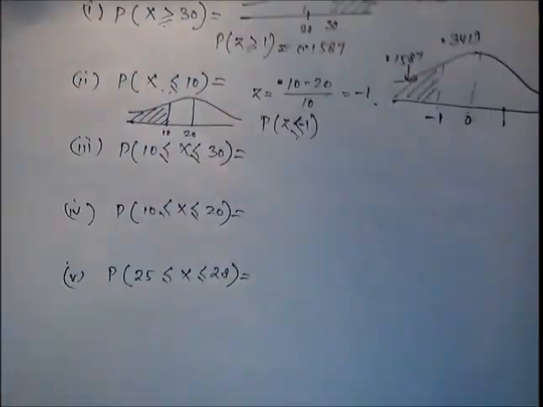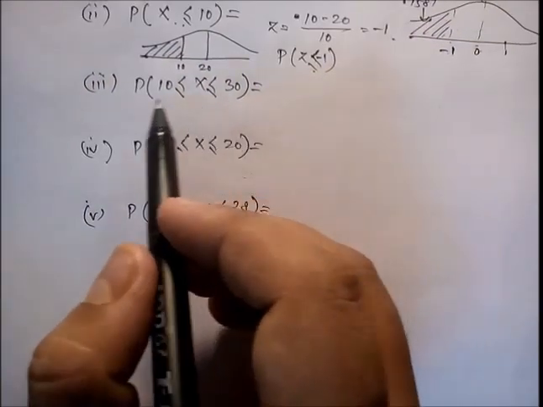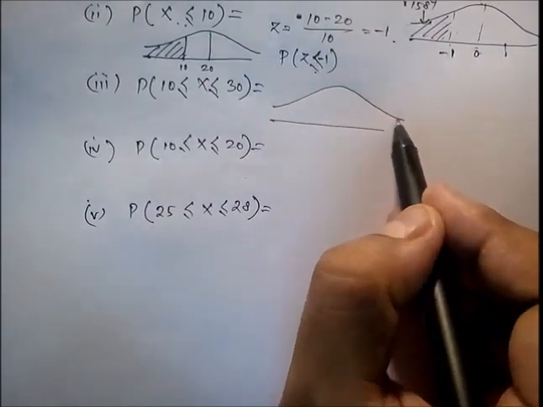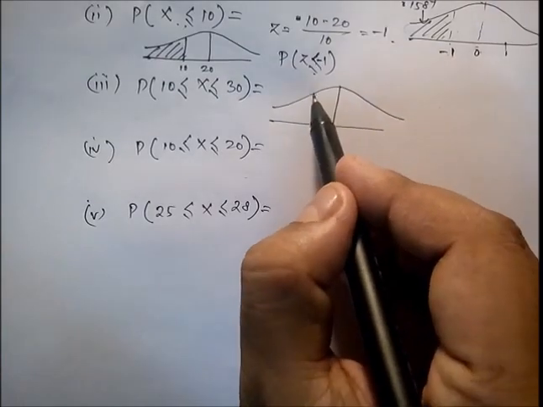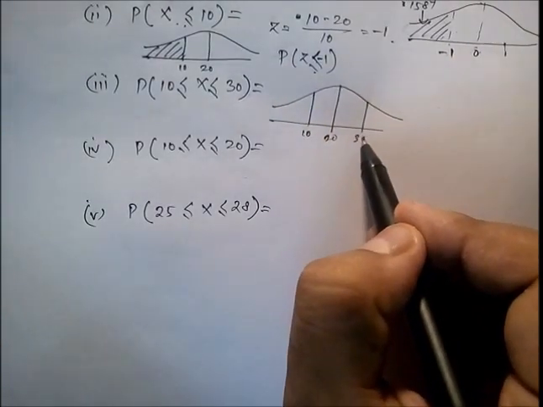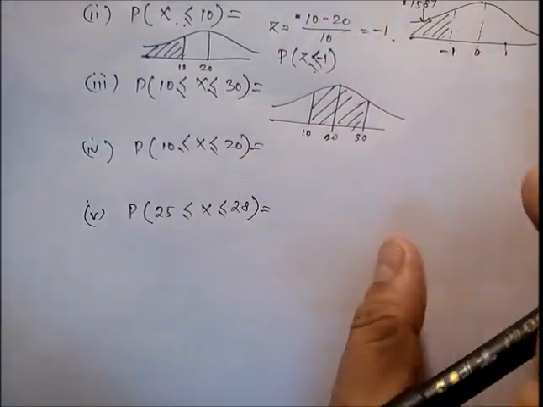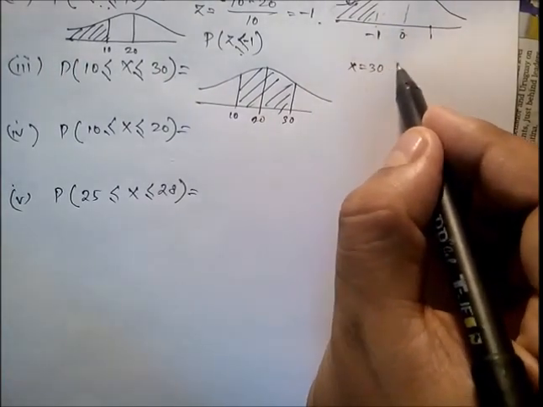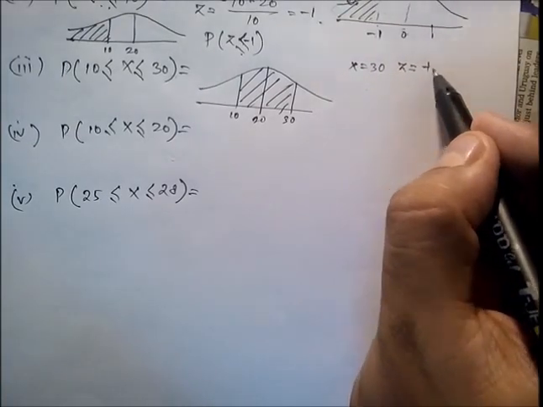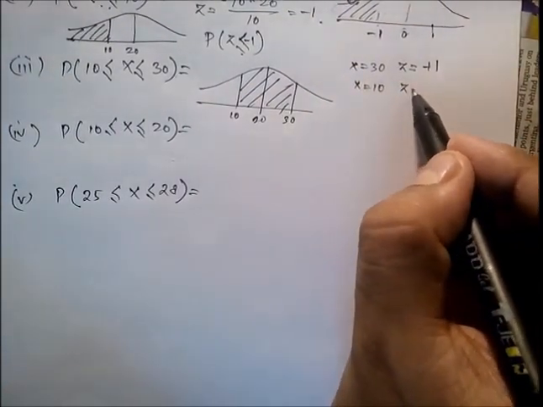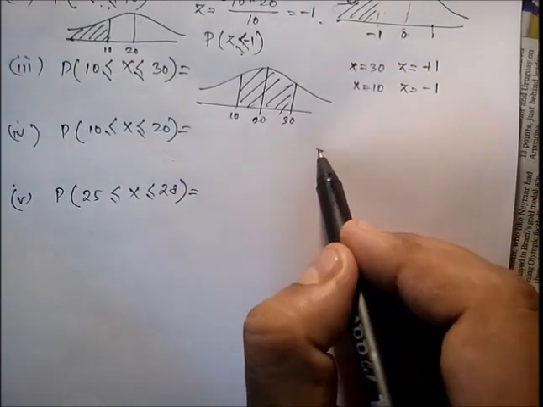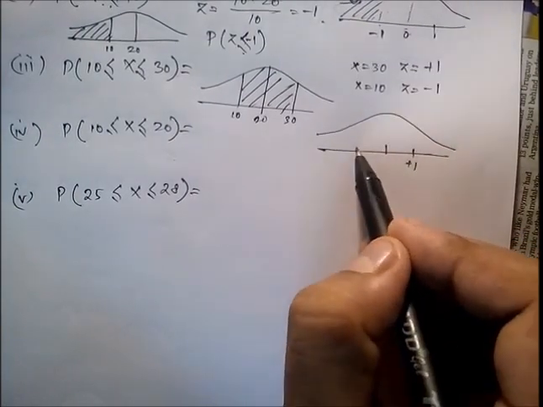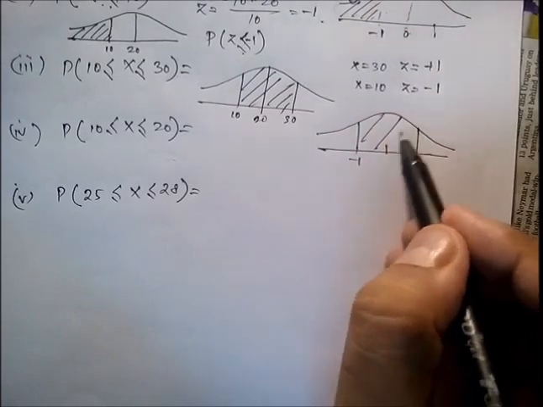Okay, now let's solve another problem. Probability in between 10 to 30. The mean is 20, 10 is this one, 30 is this one, so we have to identify this particular area. In terms of z, if x is equal to 30, z is +1. If x is equal to 10, z is -1. That means it is +1 to -1, this particular area.